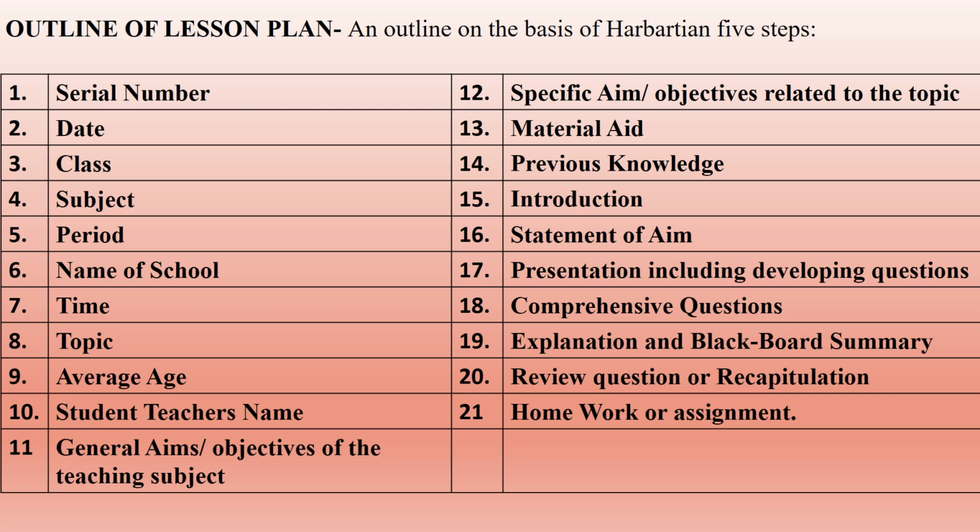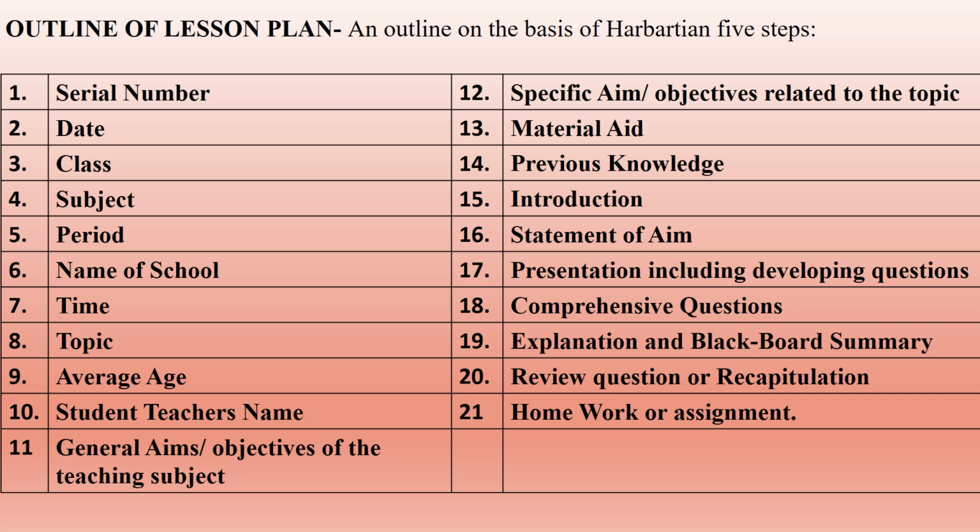First of all, you have to write the serial number. After that, the date will be mentioned. After the date, class has to be written. After class, subject has to be mentioned. After subject, period has to be written. Thereafter, the name of the school will be written. After that, time will be mentioned. After time, topic will have to be mentioned.